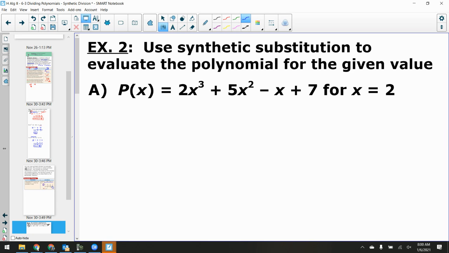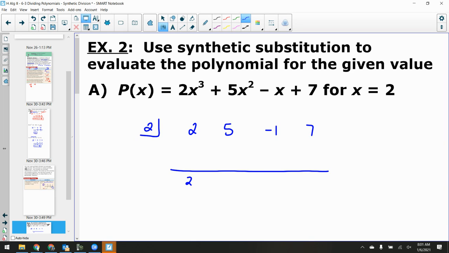All right, x equals 2. So 2 goes in the box. I've already got what the value is going in the box. You don't have to make that like a negative 2 or anything. When I tell you what x equals, that's what goes in the box. When we line everything up, 2, 5, negative 1, and 7. Everything's accounted for. Okay, right away, drop down.